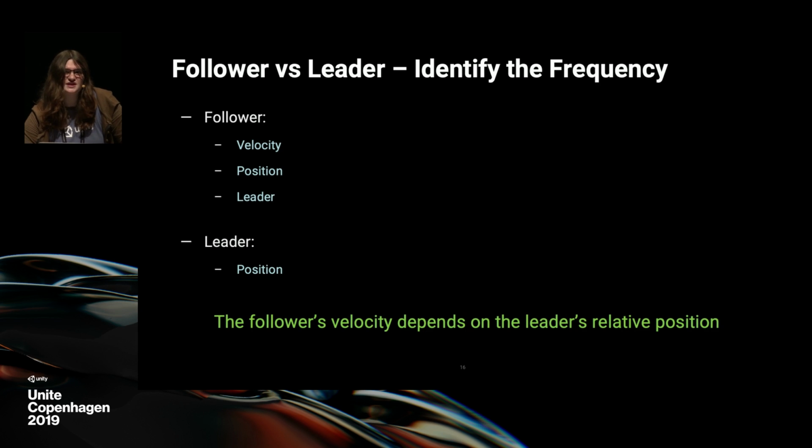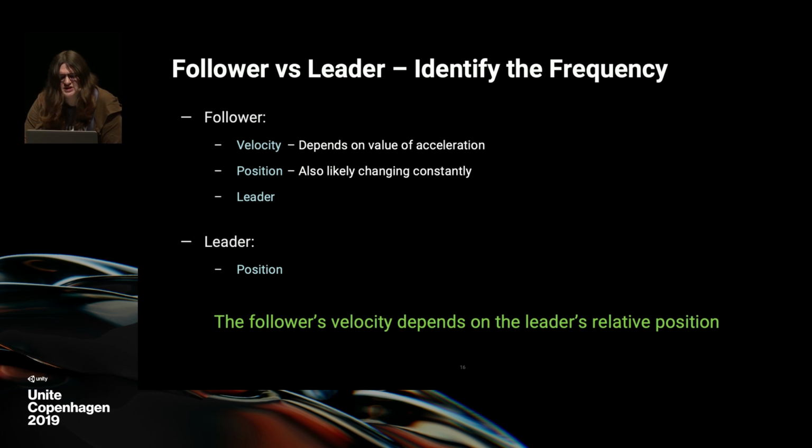So, next, let's identify the frequency at which our data changes. Our velocity changes as frequently as we apply accelerations to it. This is going to depend on your game and how you implement acceleration, but here let's just say once in a while we're actually just modifying the velocity directly. The position's probably going to change constantly from the follower because we have a velocity and we know we're applying it every frame.